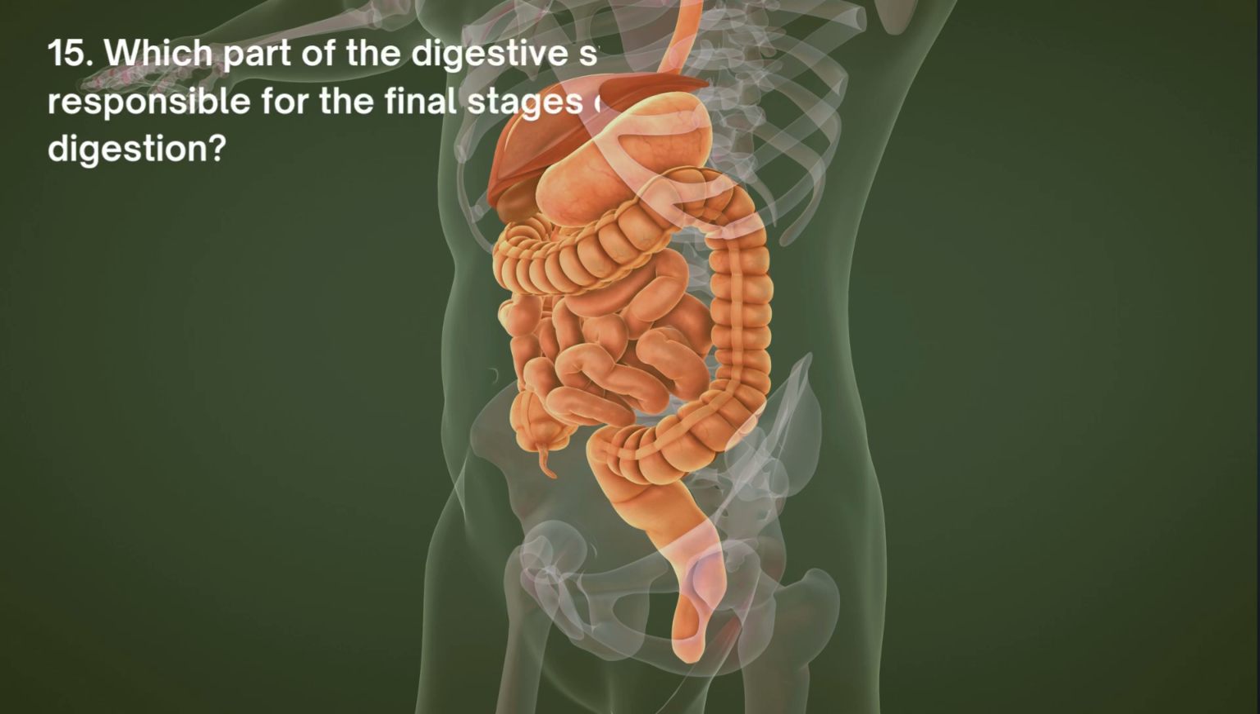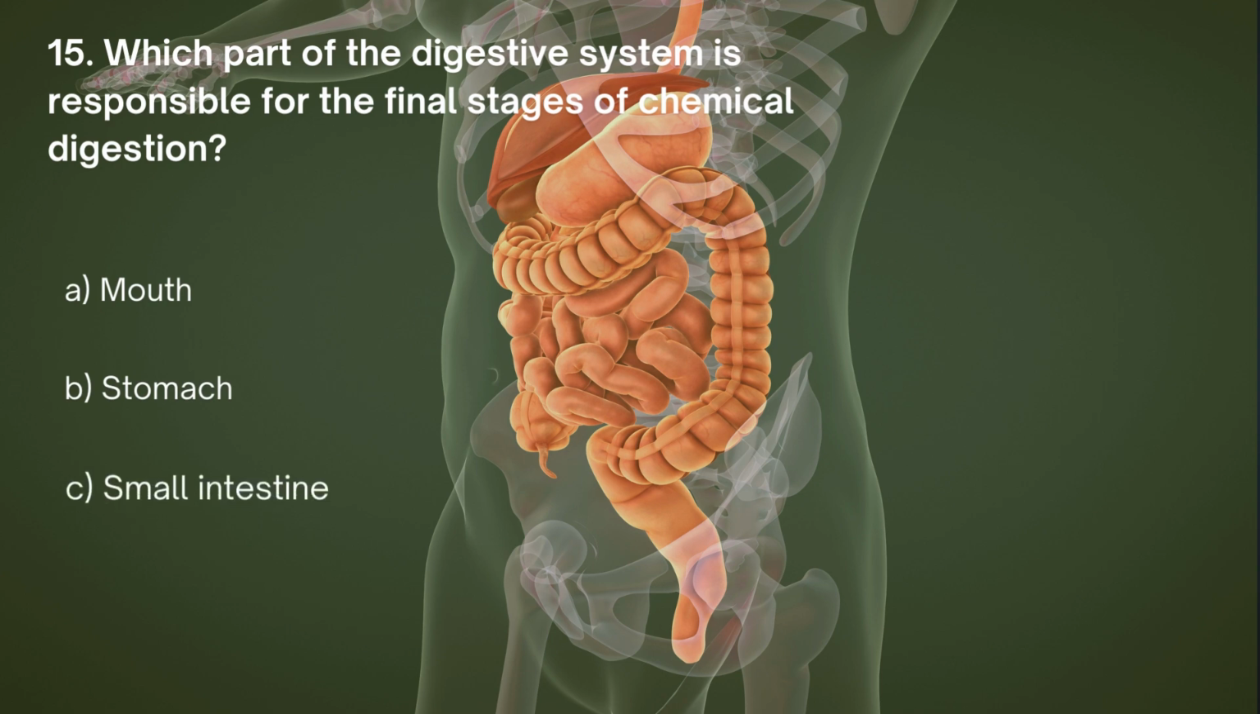15. Which part of the digestive system is responsible for the final stages of chemical digestion? A. Mouth. B. Stomach. C. Small intestine. D. Large intestine.